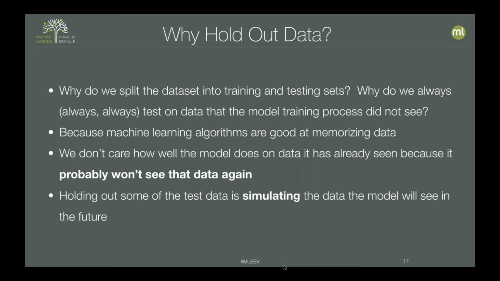Another way to say this is that machine learning algorithms are really good at memorizing data. We don't care how the algorithm performs on data that it's already seen, because it already knows that data. It's already memorized it. This is like a database, right? If you put a point in the database and ask to predict the objective on that point, it's already sitting there in the database. You just have to look it up.